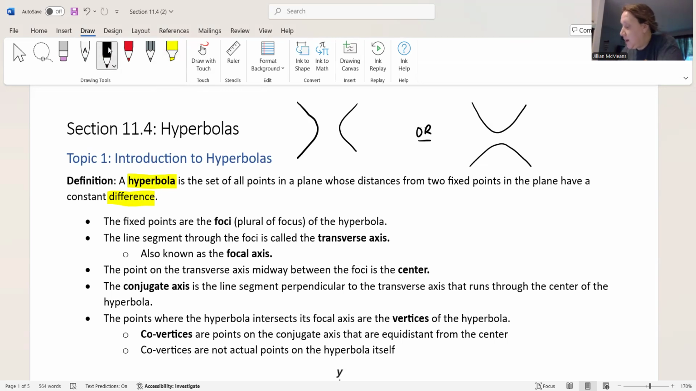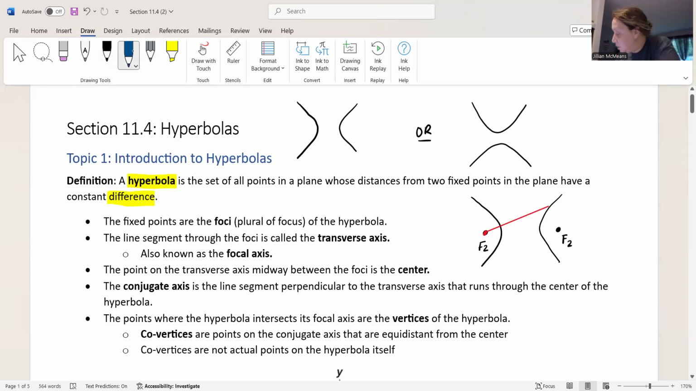So let's say that we're looking at this hyperbola here, and let's say we have a focus point here and here. We'll call these focus 1 and focus 2. What we're talking about with this definition is the distance from the first focus point to some point on the plane, and then the distance from that point on the plane to the second focus point. If we were to subtract these distances, we would always get the same thing, no matter what point we pick.